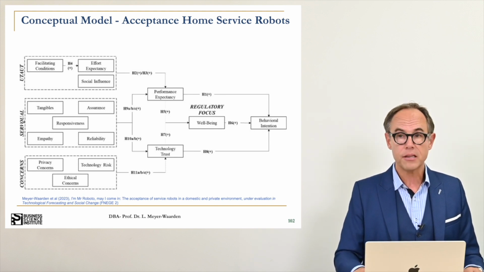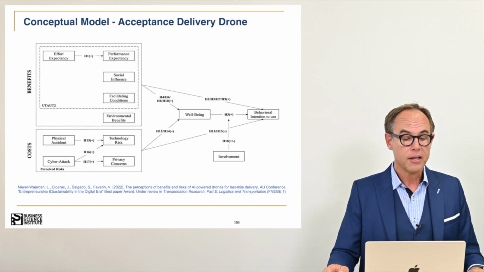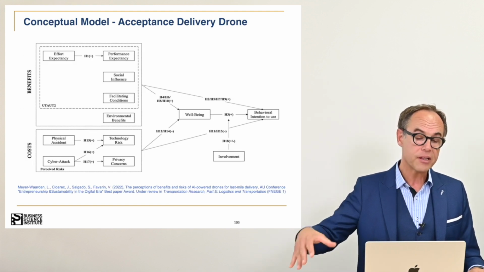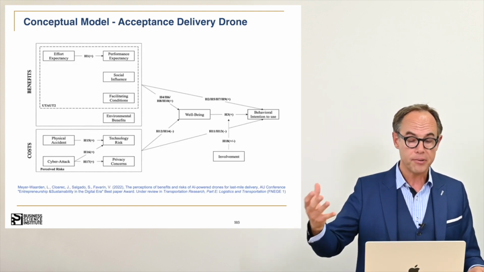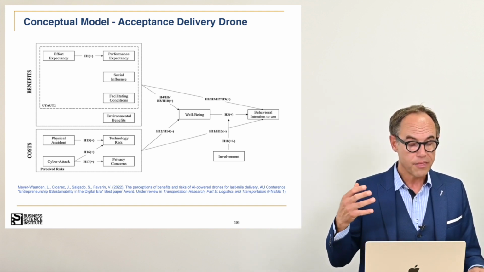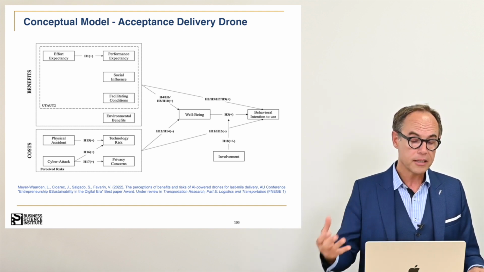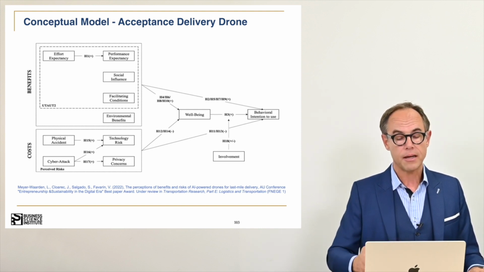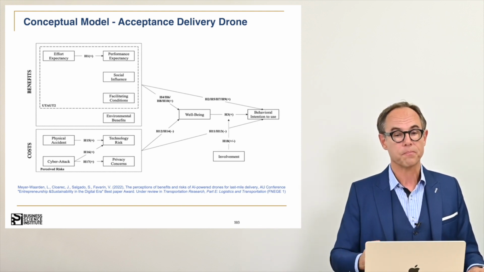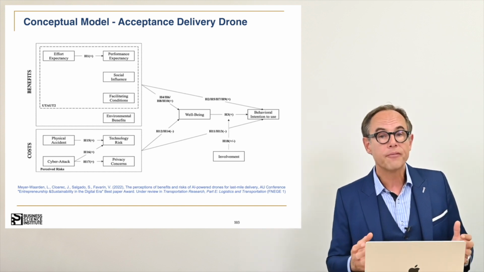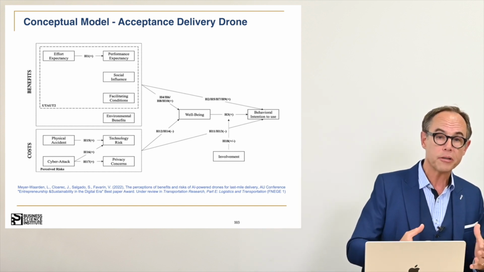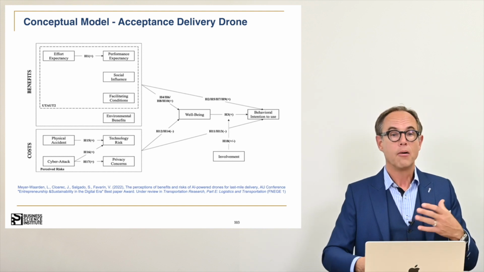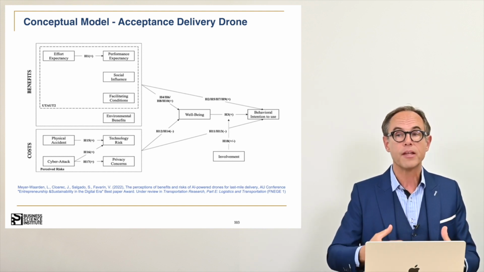And last but not least, the model for delivery drones, UT benefits in the upper part, impacting positively well-being. The physical risks, technology risk, and privacy concerns impacting negatively well-being and subsequently behavior intention to use. And so, in summary, you have to show in the section of literature review development of a conceptual model, which are the main concepts. Then you can do that with a literature review.